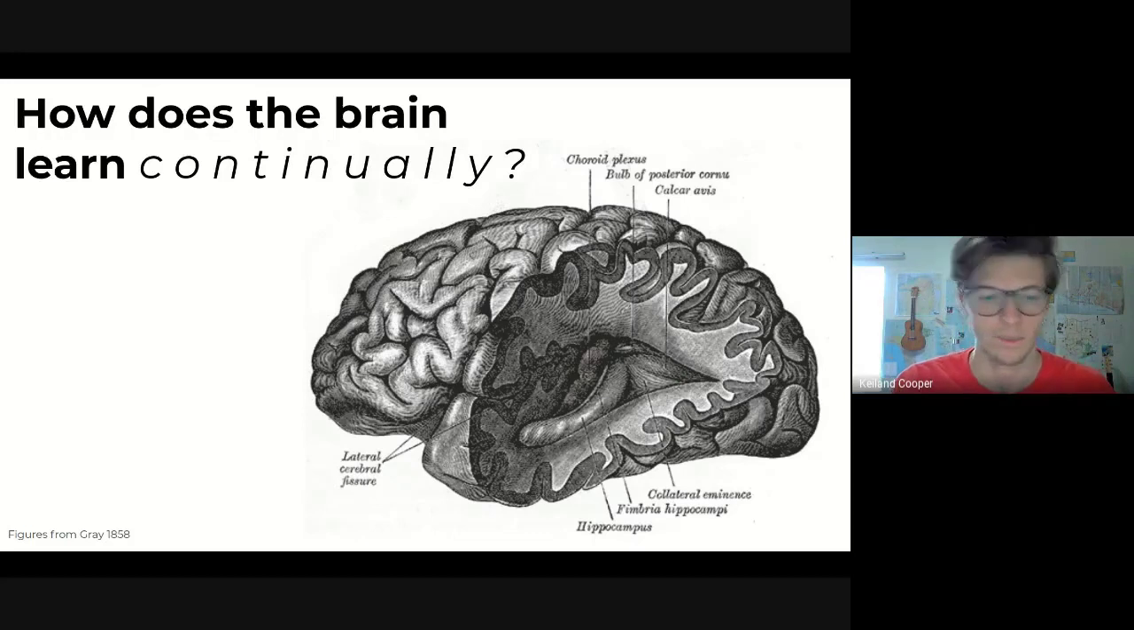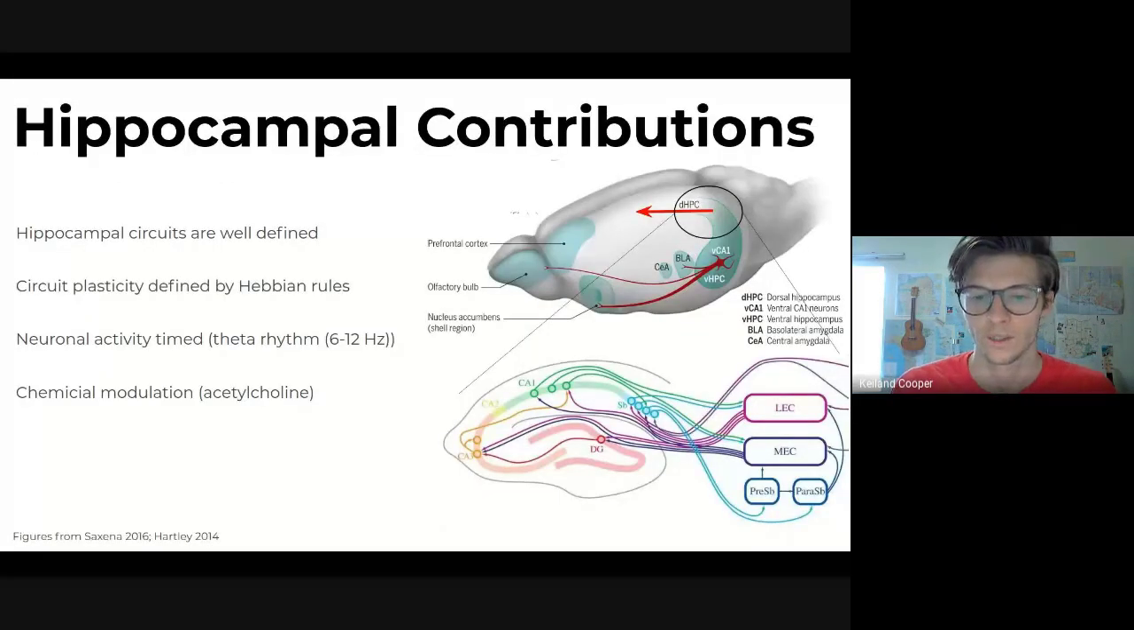Because of a patient named HM, when he had his hippocampus ablated, he was unable to form new memories. And because of this, we are really interested in what this brain region is doing that would allow it to serve this role in the brain. And so for continual learning, this is an obvious place to look, to fully understand how the brain is doing what it does.